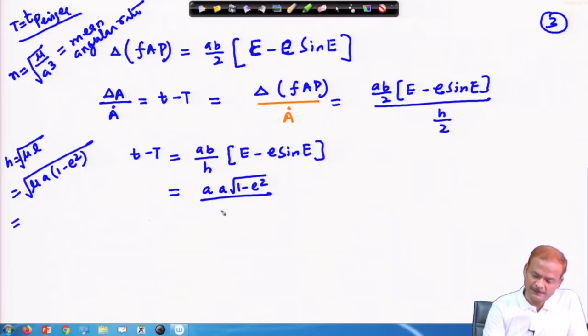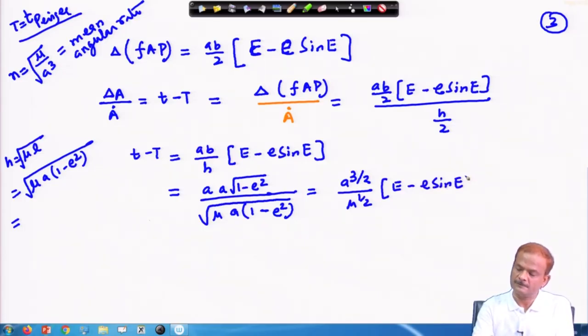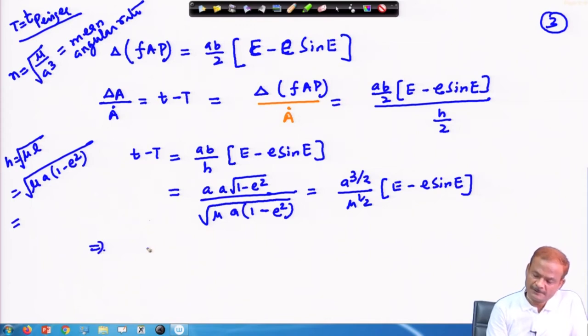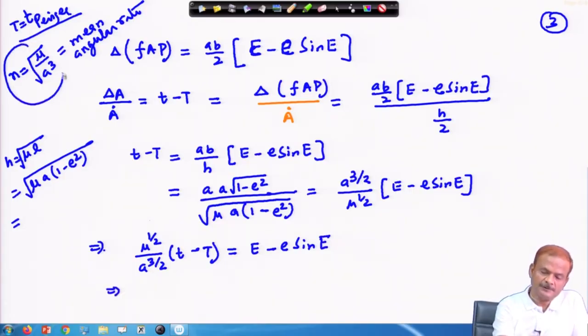And therefore, if we insert it here, the square root of 1 minus e squared, this becomes a cubed. This cancels out, mu to the power 1 by 2 times E minus e sin E, and this implies if we bring it to the left hand side, a to the power 3 by 2. And as we have already written here, this quantity is nothing but n.